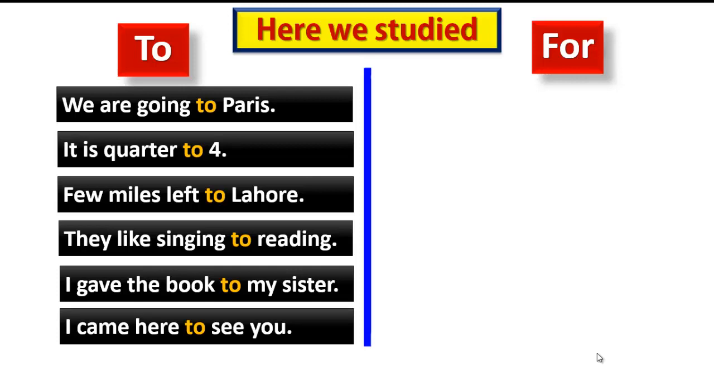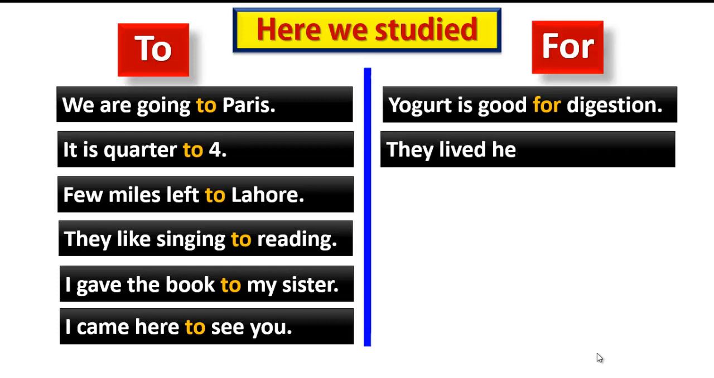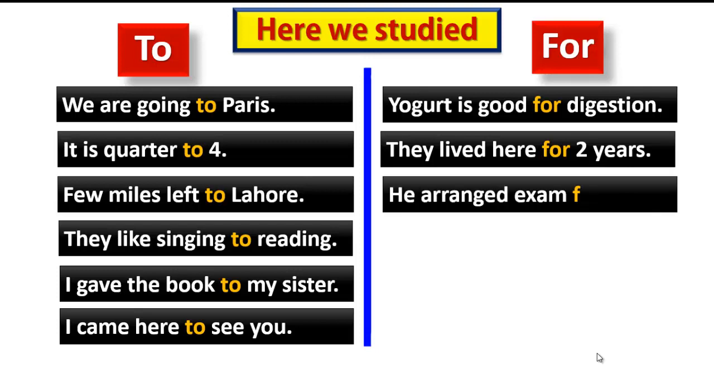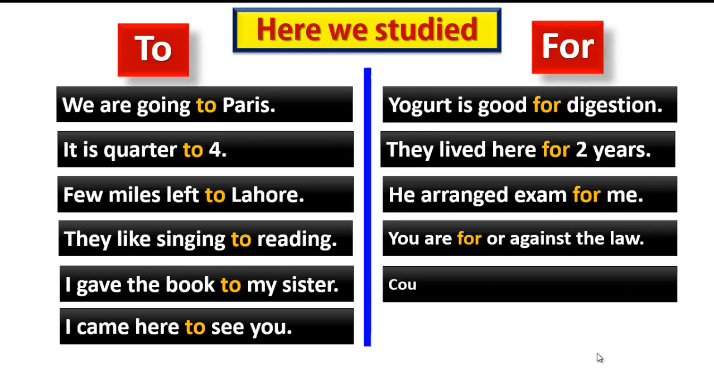Now uses of "for". "For" should be used for benefits. Yogurt is good for digestion. It can also be used with the period of time. They lived here for 2 years. It can be used with the schedule. He arranged an exam for me. If you are in agreement, you are for or against the law. It should be used if you are doing something to help someone. Could you carry these books for me?